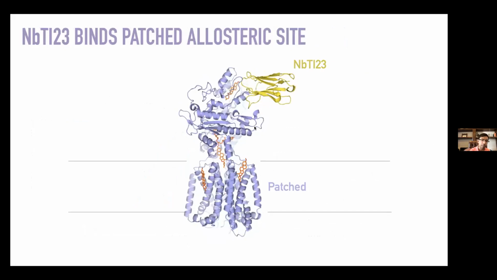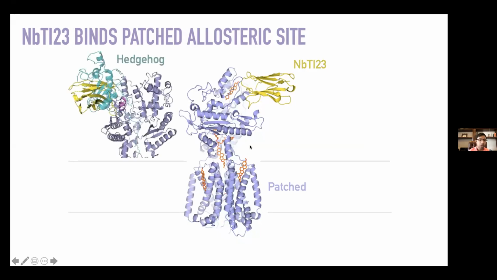In these structures, similar to many other structures of Patched that have previously been solved, we see a number of sterol-like densities, very strongly suggesting that Patched is a sterol transporter. But here's where it gets really cool. When we compared where this nanobody binds to the binding site of Hedgehog, we find that their interfaces are completely overlapping. That's what's being shown on the left here. In blue is Hedgehog, and yellow is this nanobody. You can see that they both basically landed on the same interface.